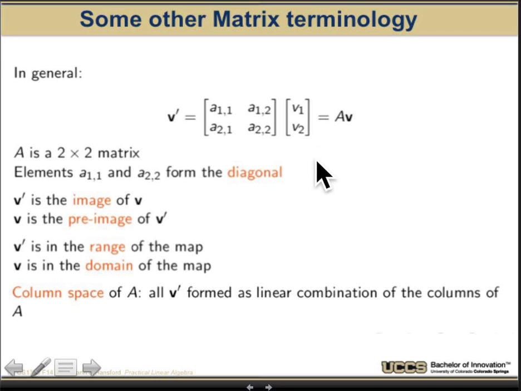And then we'll also talk about something called the column space, which is all of the V prime that can be formed as linear combinations of the columns of A. We'll come back to that again later, but for now, those are just some more terms. Diagonal, image, pre-image, range, domain, and column space are all things you should know what they are.